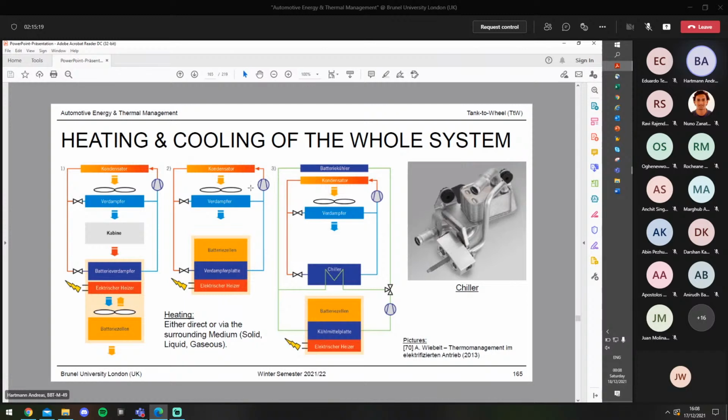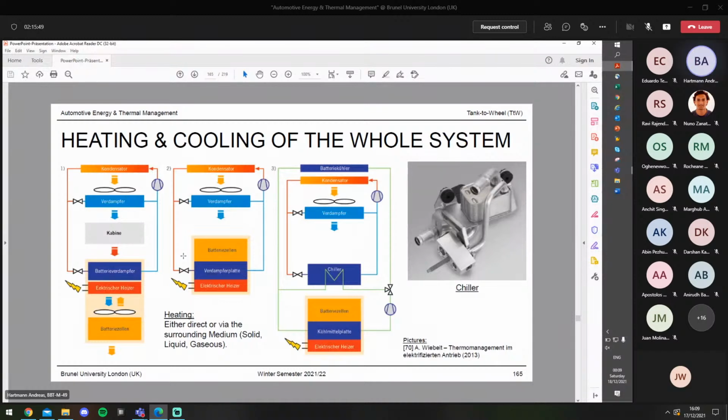On the slide, yes. For example, you can blow cooled air to the battery. So first you use the AC system to cool down the air, and then you use the cooled down air to cool further the battery. Or you might even design your own evaporator inside the battery.